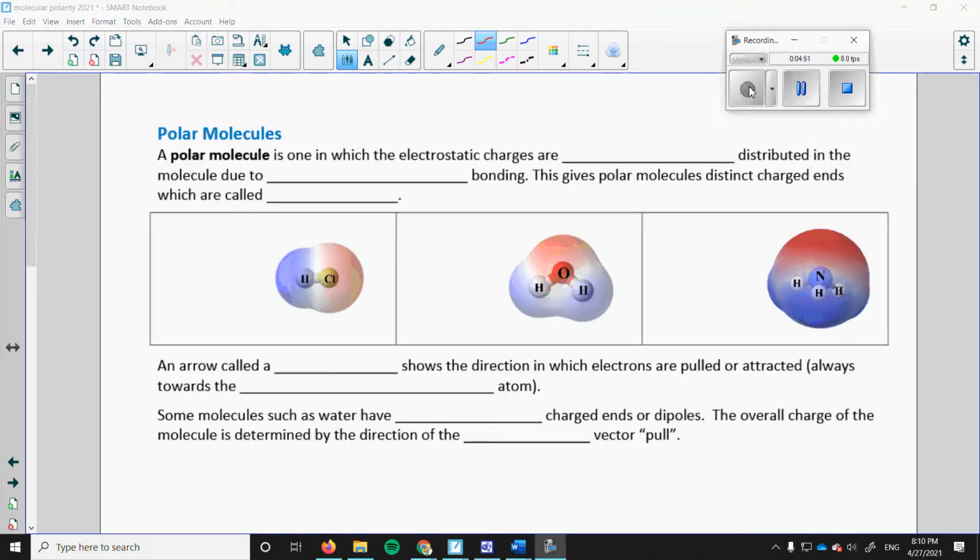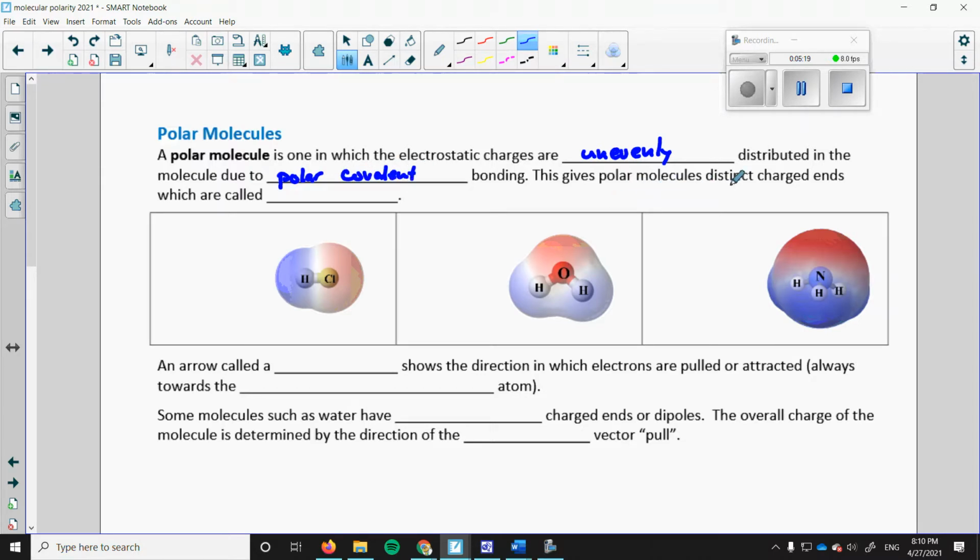Okay, so now let's look at some polar molecules. In polar molecules, what that means is that the electrostatic charges are unevenly distributed. We saw that earlier in water. Let's put that in here: unevenly distributed due to polar covalent bonding. So that's going to be important over here.